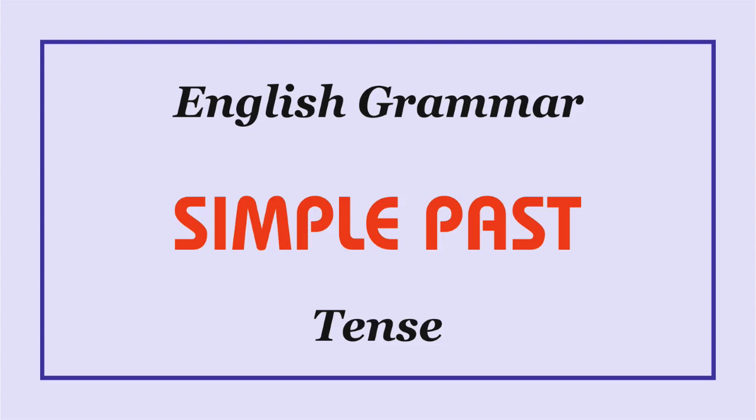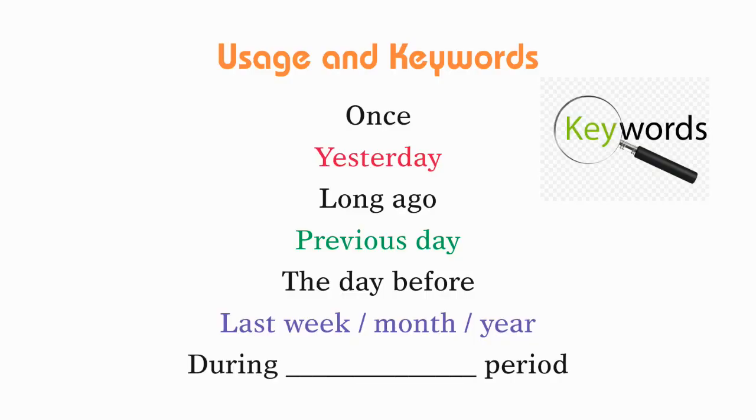In this class, you will learn simple past tense. This is one of the most important tenses in English because we use this tense to talk about all kinds of things. We can also use this tense to talk about what happened yesterday or what happened 10 years, 100 years, or even before 1000 years in the world.